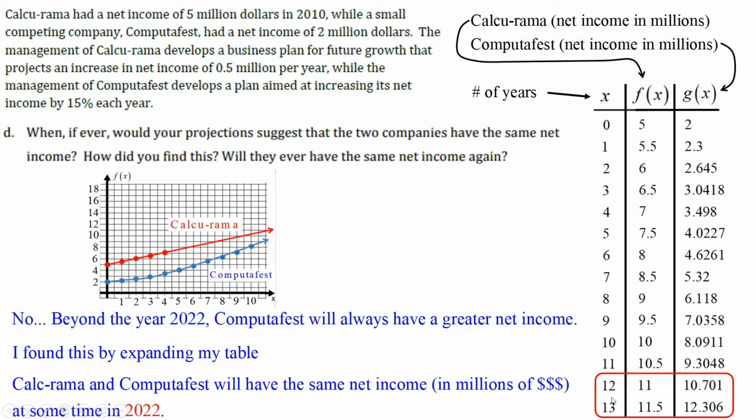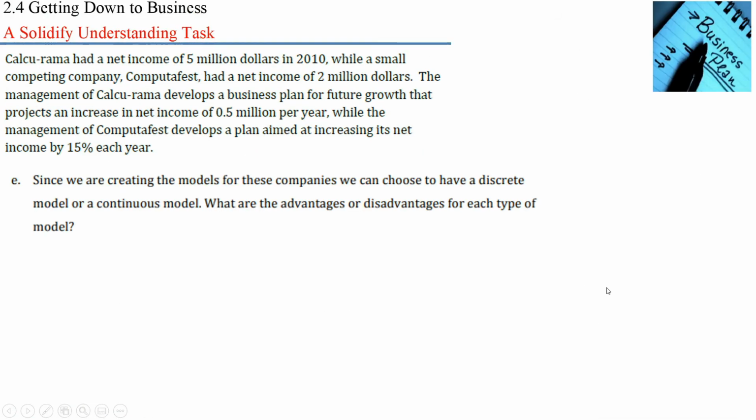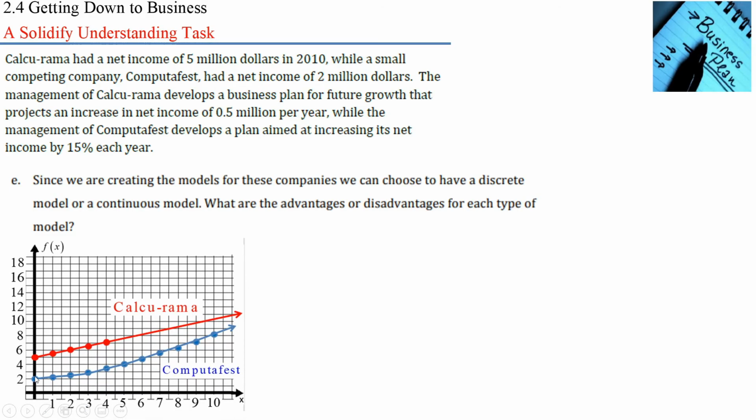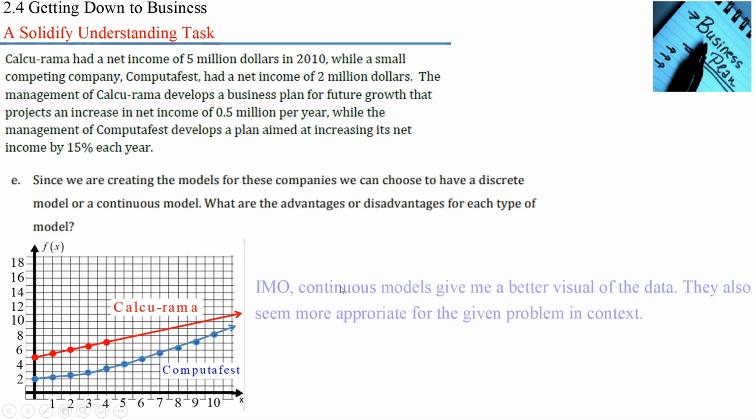And if we thought of this data as discrete, then they never would have had the same net income. But we're thinking of this as continuous. So let me read it again. Since we are creating the models for these companies, we can choose to have a discrete model or a continuous model. What are the advantages or disadvantages of each type of model? So I'm going to go back to the graph, my continuous function, the solid lines right there, and I'm going to answer the question.